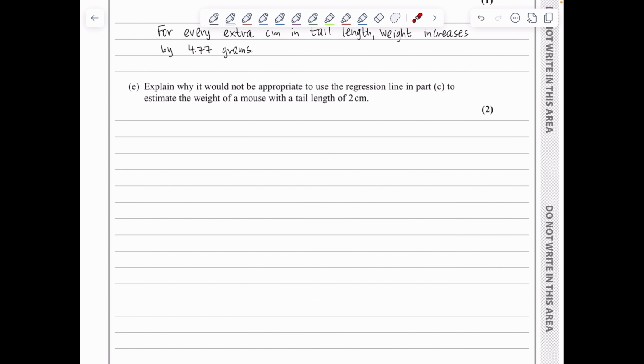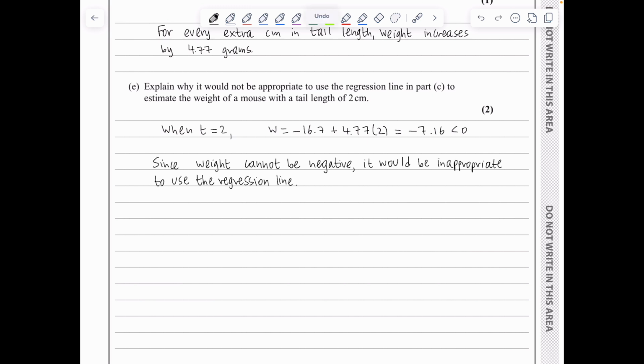In part E, we need to explain why it would be inappropriate to use the regression line in part C to estimate the weight of a mouse with a tail length of 2 centimeters. Well, I will start by trying to estimate W when T is 2. So when T is equal to 2, then W is minus 16.7 plus 4.77 times 2, which gives an answer of minus 7.16, which is obviously negative, which is certainly impossible. So since the weight cannot be negative, it would be inappropriate to use the regression line.